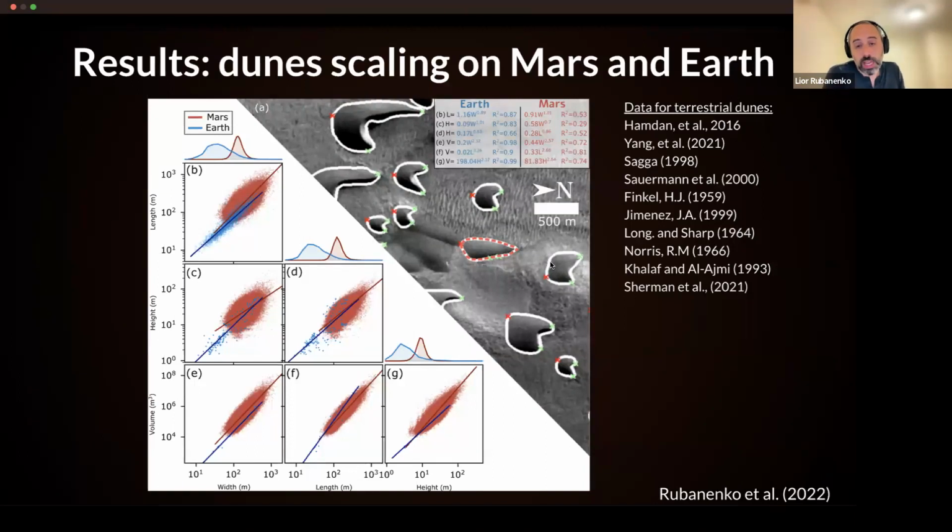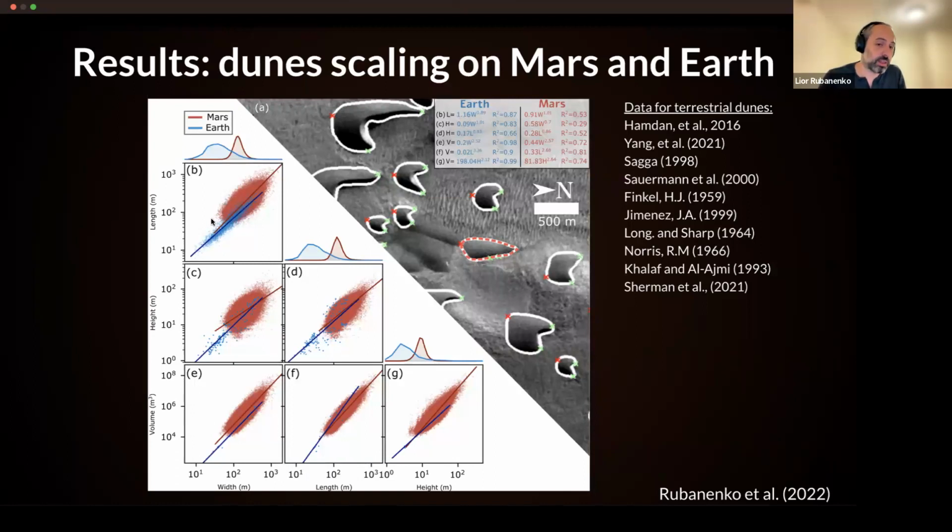So first we said that we have to make sure that dunes on Earth and Mars follow the same physical laws, and we can do that by testing the scaling laws of dunes on Earth and Mars. And we see two interesting things here. Let's focus on this panel here. I'm not really going to talk about all the panels. Let's just talk about width versus length here. So we see two interesting things.